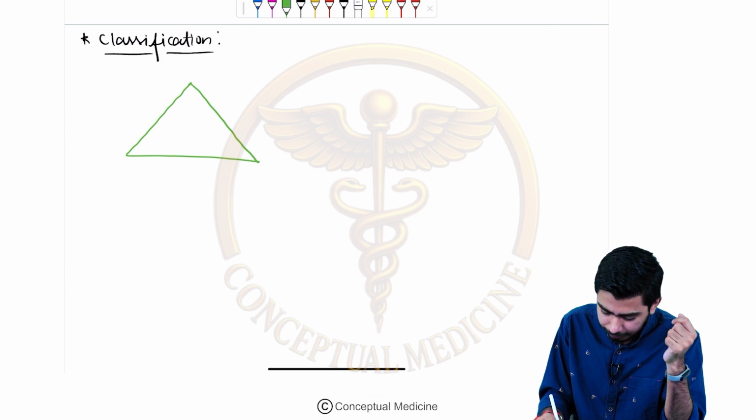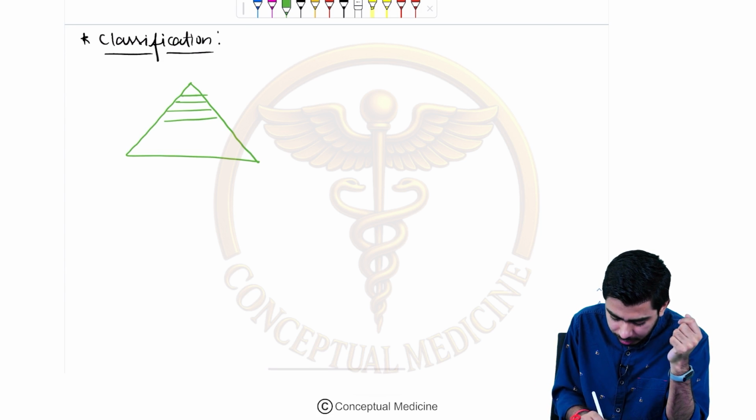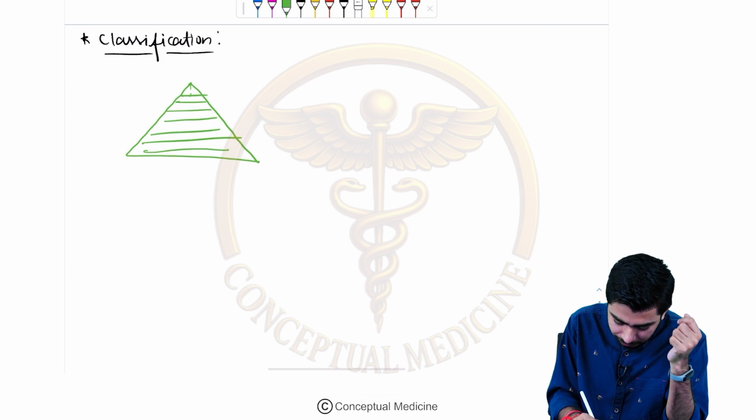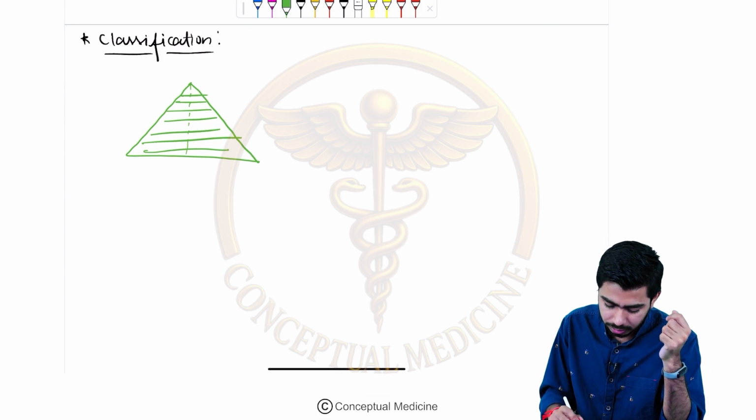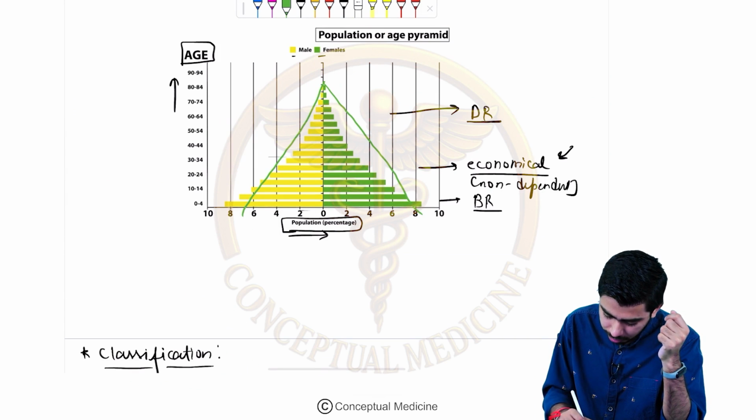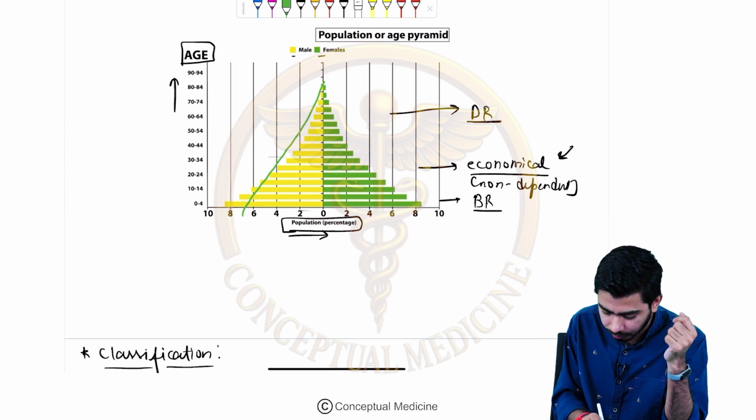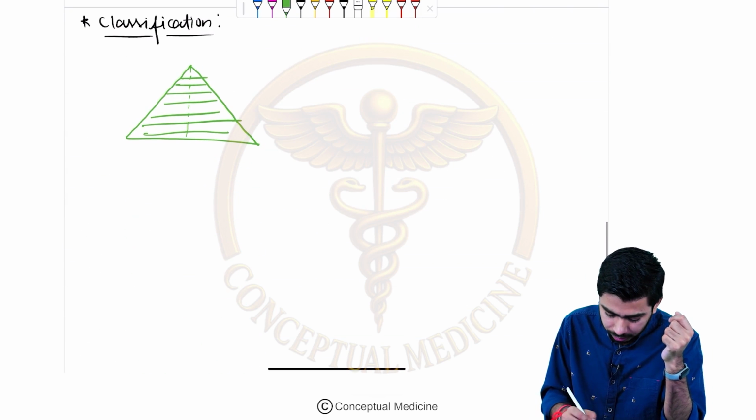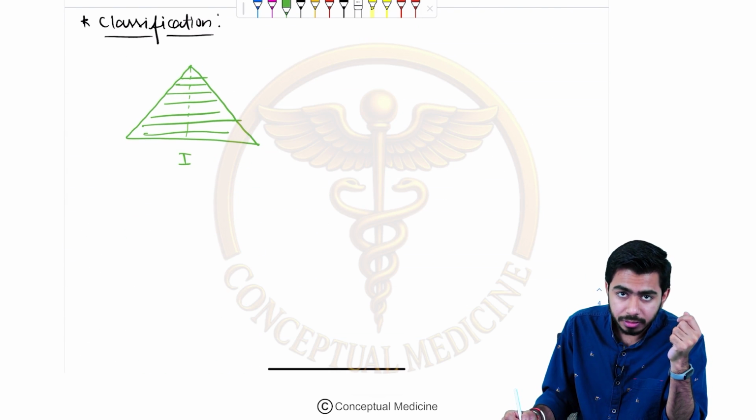This kind of age pyramid, like here the population was presenting like this. As I told you, male and female will be there, right? Like this age pyramid, this is also the triangular shape, isn't it? Right? So like that. This is the first category, right?